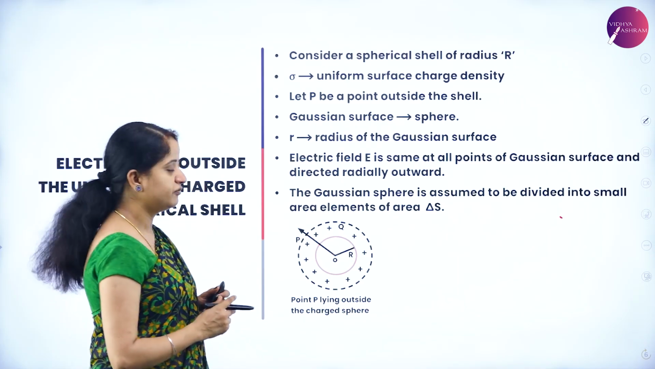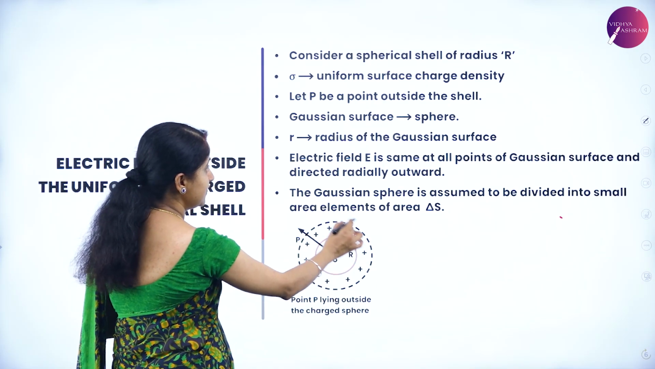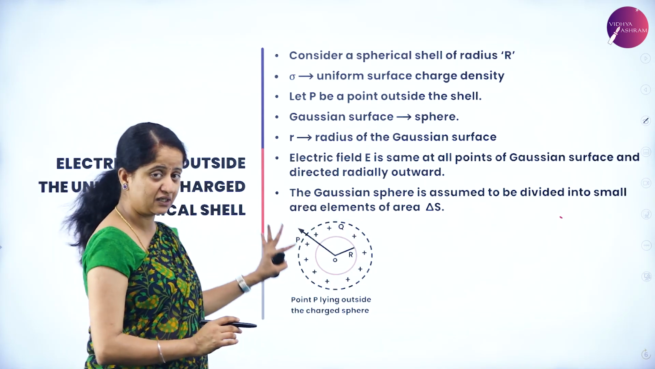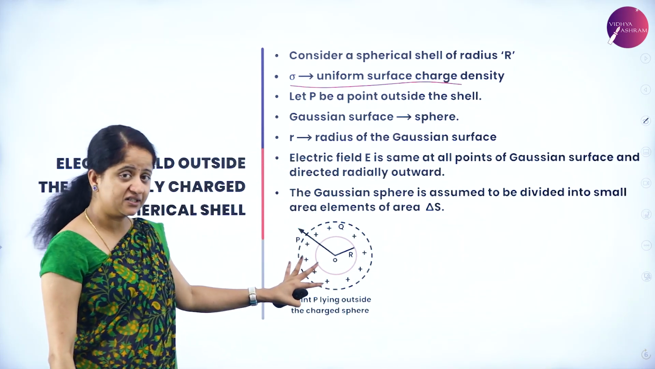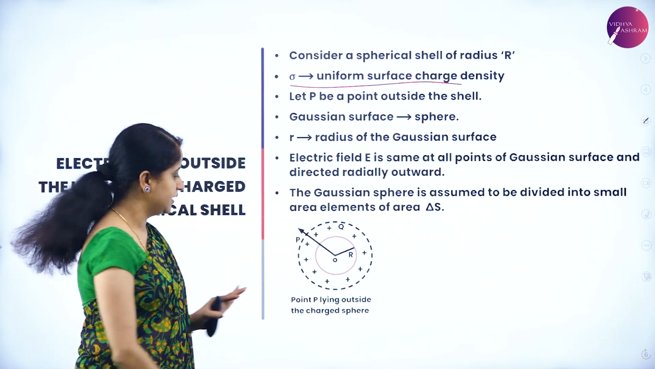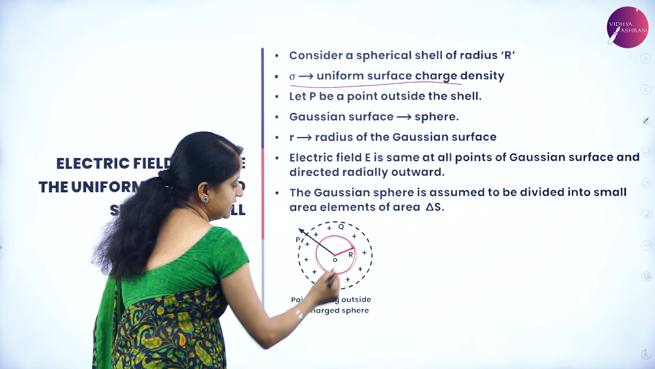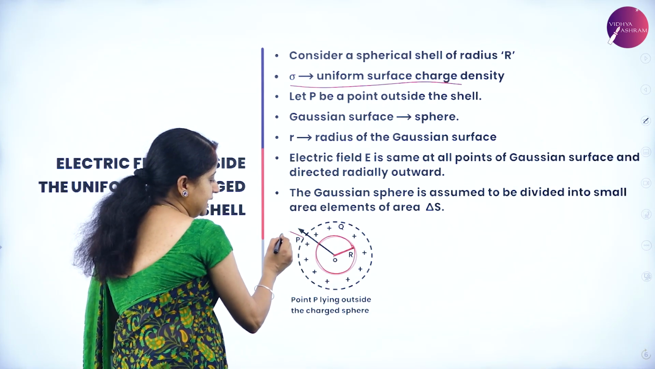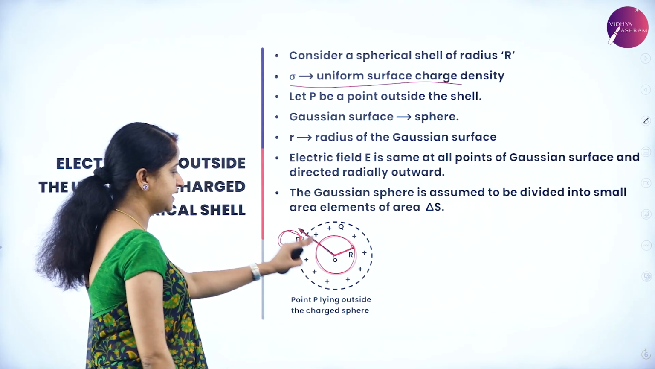So, let us now find for the first condition. You can observe here, sigma is the charge density or the surface charge density. We know on this surface the charges are enclosed. So, sigma gives us the surface charge density. We have considered a spherical shell of radius r. You can see here, this is a spherical shell of radius r. Let P be a point outside the sphere or outside the shell.